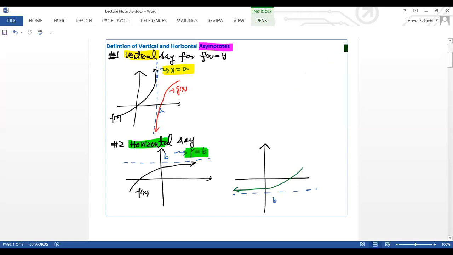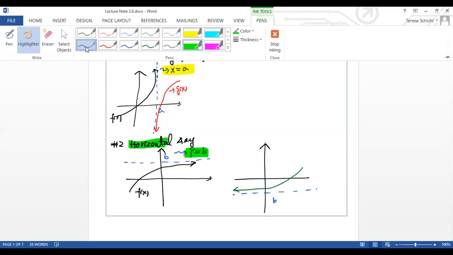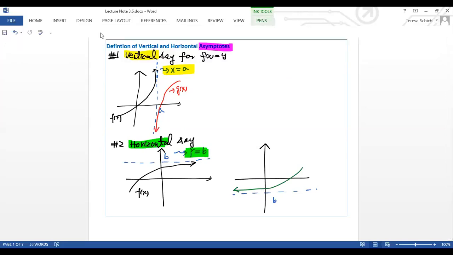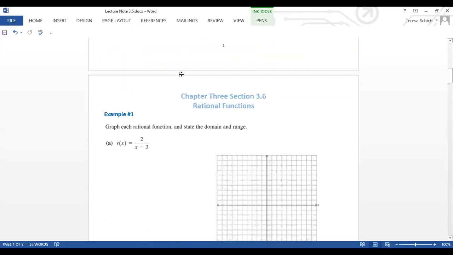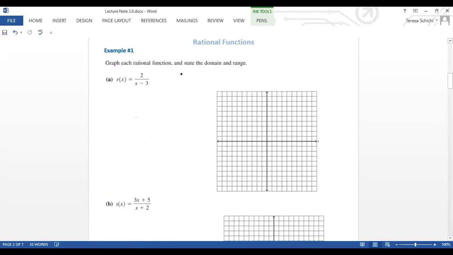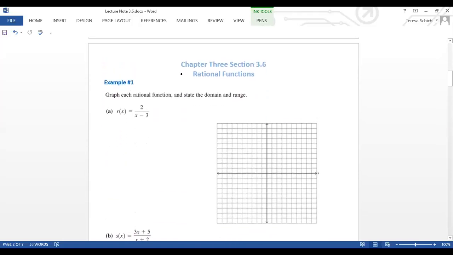Okay, so the next thing we're going to talk about is how to find the asymptote if you give me a function. Before we do that, let's use our transformation skills to do a graph here, and practice what we learned before. This is rational functions.